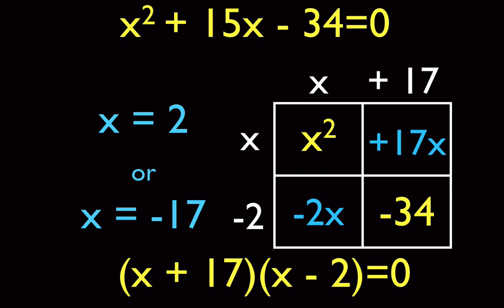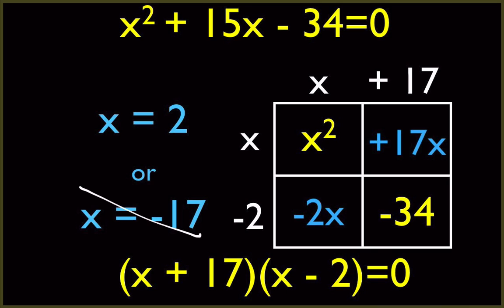Going back to our problem, both of these answers don't make sense. Okay, a negative 17 doesn't make sense for a distance, so it doesn't make sense for this answer right here. So the answer must be x equals 2.